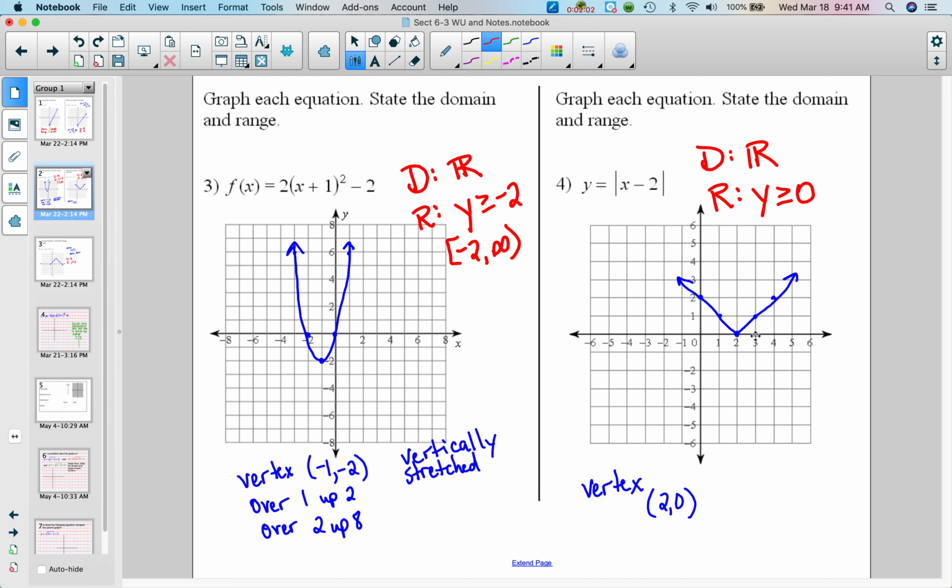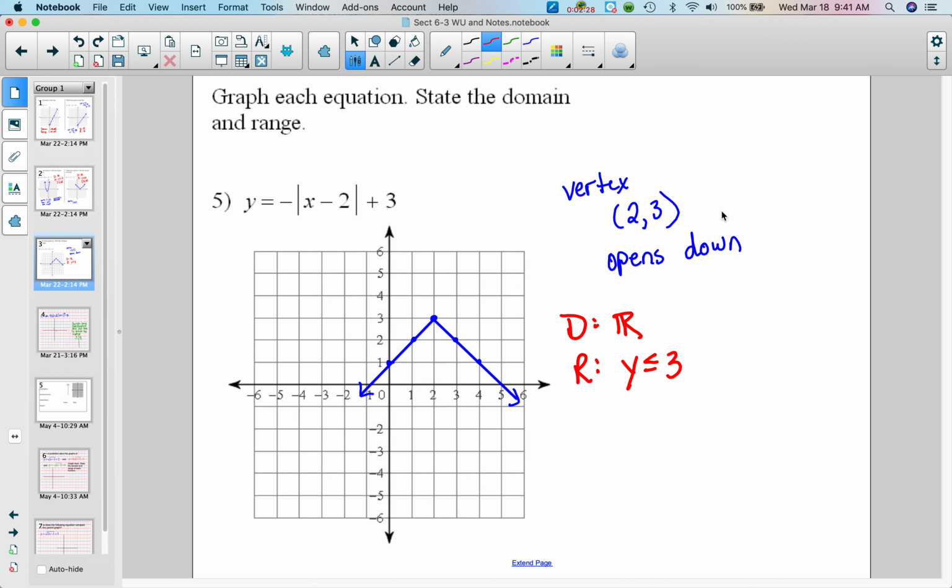Then on this one, we have moved to the right 2, but doesn't go up or down, so we have an absolute value graph, so our vertex is 2, 0. And then there is no number out here, it's not stretched, so it's just like a slope of 1, except remember, this one is going the opposite direction, so you can just do up 1 over 1 and graph that. The domain, all real numbers, the range, y is greater than or equal to 0. Interval notation would look like this, if you are keeping track of that.